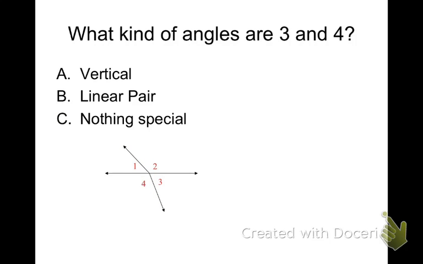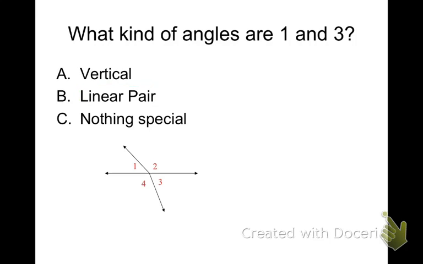Same diagram. What about angles 3 and 4? 3 and 4 share a side, share this side here, and they also have sides that are opposite rays, so that's going to make them a linear pair.